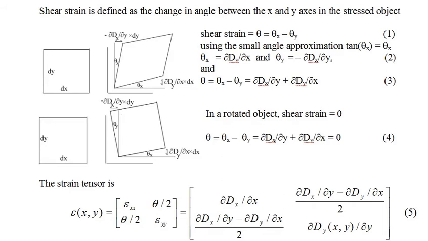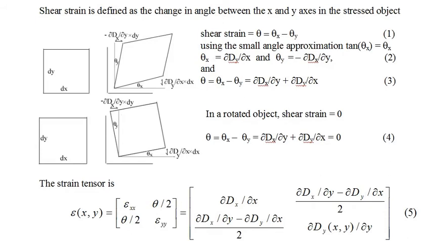Shear strain at a point in the stressed object is defined as the change in angle between the x and y axes, mapped from the original object to the stressed object. From the diagram, and using the small angle approximation, that is, for small angles tangent theta equals theta, the change in angle of the x-axis is theta x, and the change in angle in the y-axis is theta y.